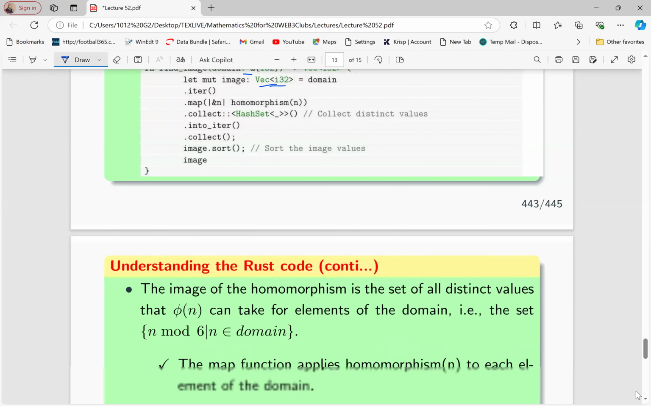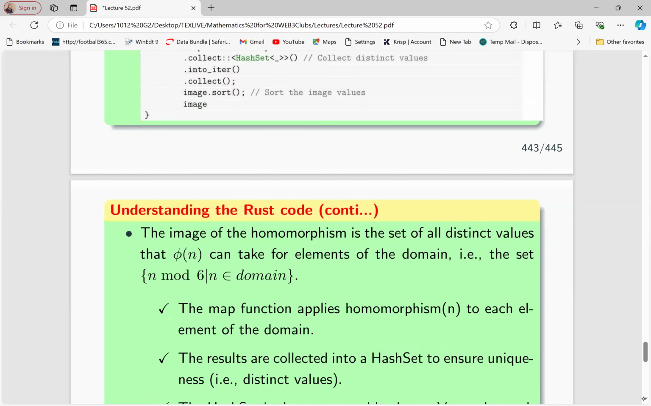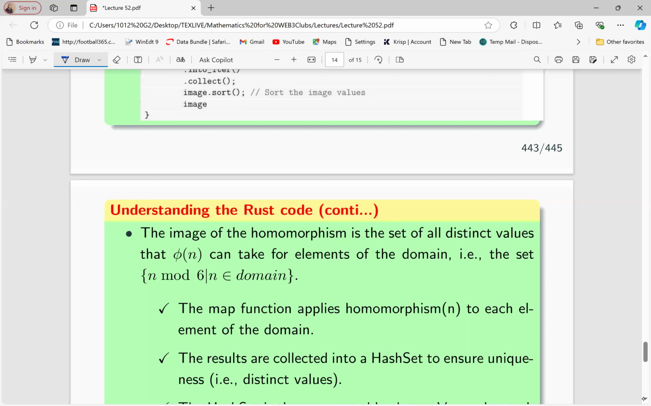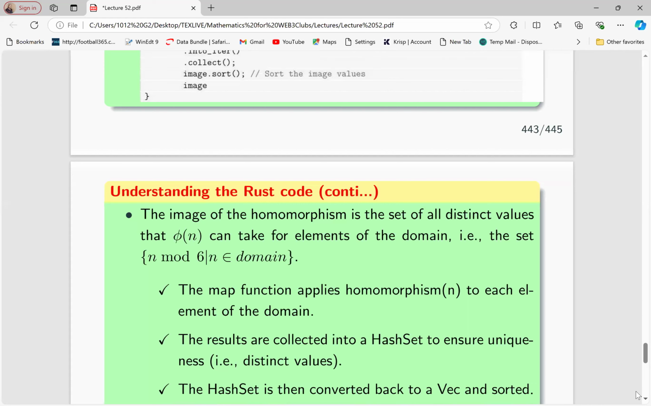So I began by first of all explaining what the image is, and I've said the image of the homomorphism is the set of all elements that are mapped to. Now, I'd give an example. Supposing you have Z, and we're mapping to Z6. So we are looking at what elements of Z6 will be mapped to.